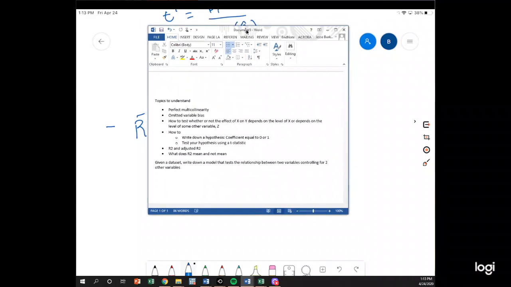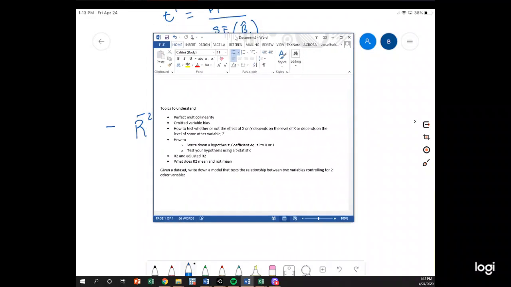What does the r squared mean and not mean? So go back to the notes and figure out things like, can we determine if we have the best model with an r squared? Can we determine statistical significance using the r squared measure? No, we can't. Does the r squared tell us whether or not variables are important variables to include in the model? Not really. The only thing the r squared really tells us is the fraction of the variance of y that's explained by the included x variables.